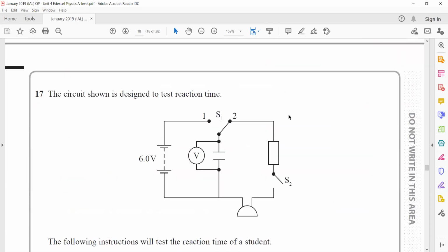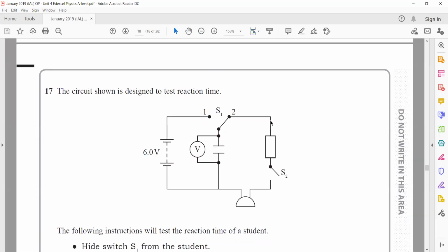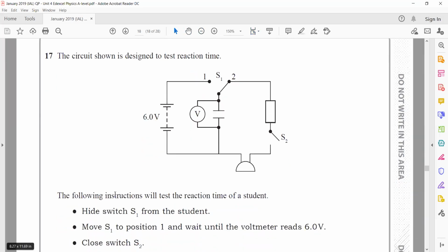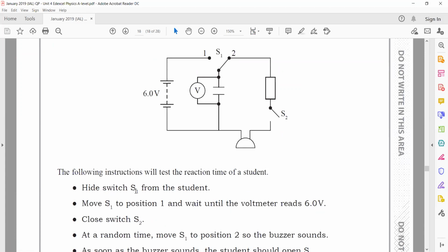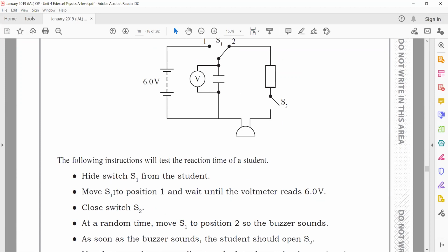Okay. Another circuit, this is also related to capacitors. The circuit shown is designed to test the reaction time. The following instructions will test the reaction time of a student. Hide switch S1 from the student. Move S1 to position 1 and wait until the voltmeter reads 6.